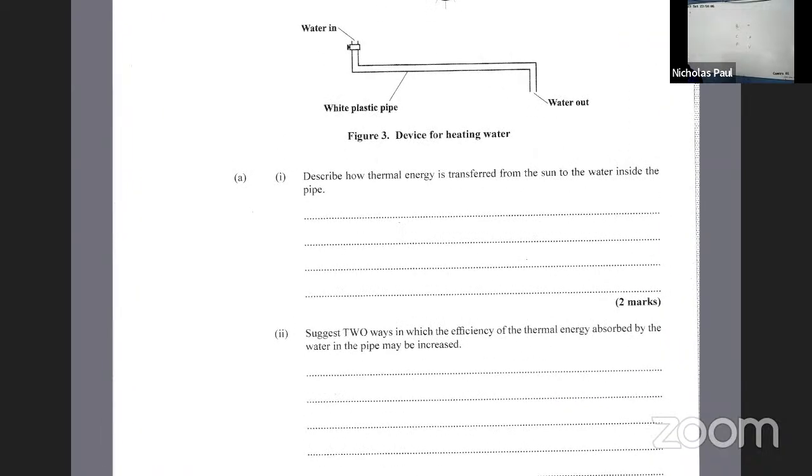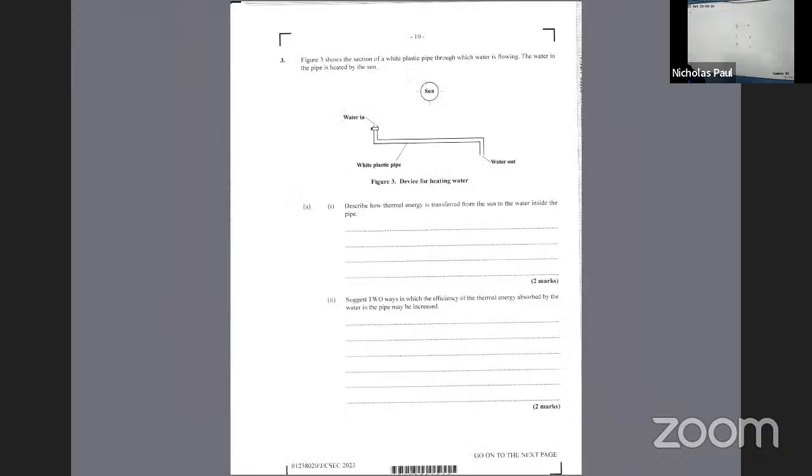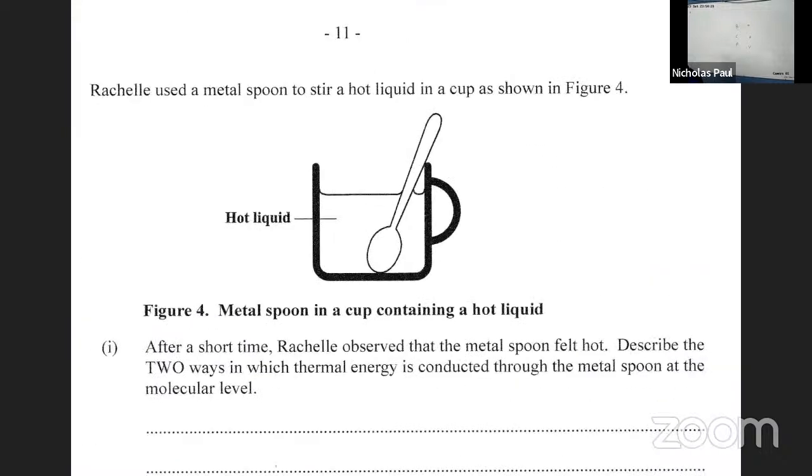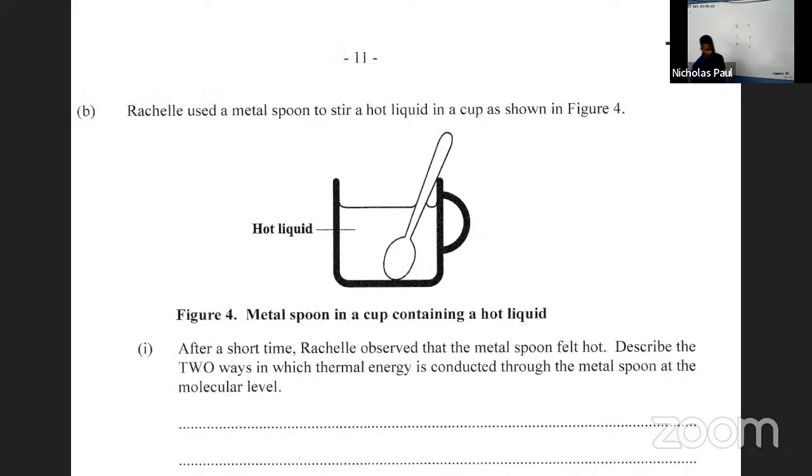And what you will also see, like in a solar water heater, is that instead of using a pipe, they have a nice flat surface. So they increase the surface area that is exposed to the sun. Two marks. Next one here, this one is mainly explanations.